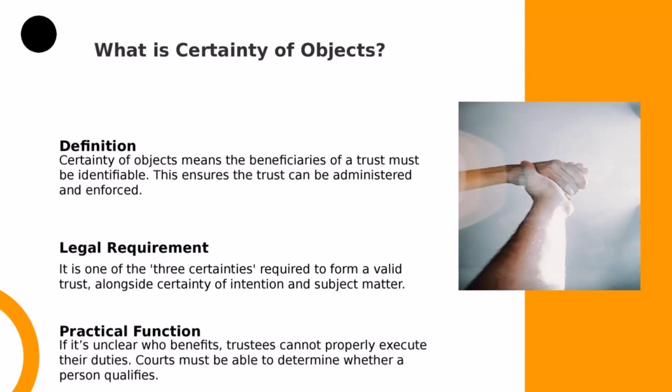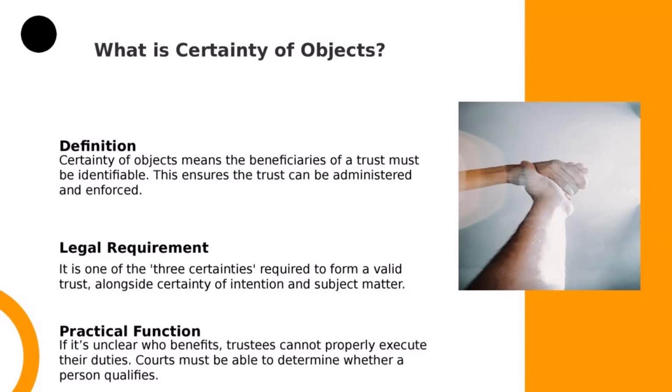All right. So what is the certainty of objects? The definition, the explanation and meaning of it: the certainty of objects is the beneficiaries of a trust, and they must be identifiable. This ensures that the trust can be administered and enforced. What we mean by administered and enforced is, well, what are you going to do with the benefits of a trust?